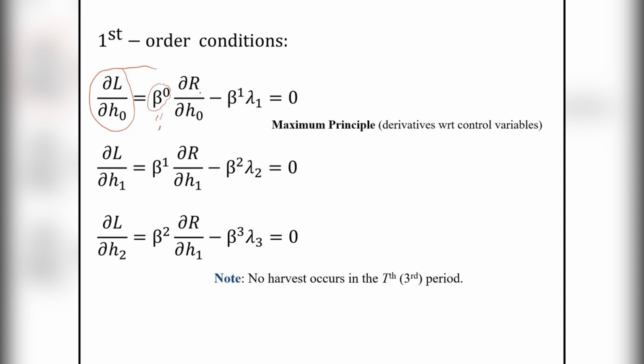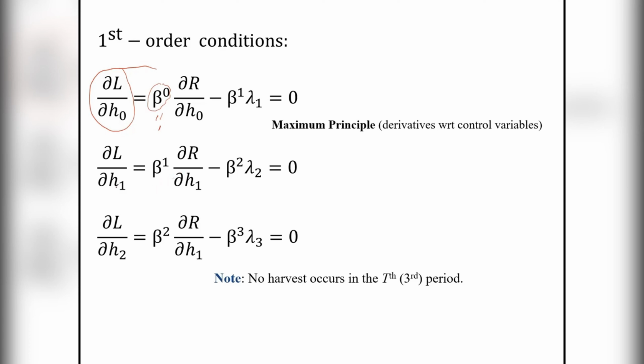times the partial of the return function with respect to the harvest in period 0. So that's the amount of income we earn, or net income, from harvesting that many animals in the first period, minus beta 1 times alpha 1, where alpha 1 is the shadow price. It's the value of an animal retained this period so that it can grow into the next period via the growth function, and that has to equal 0.